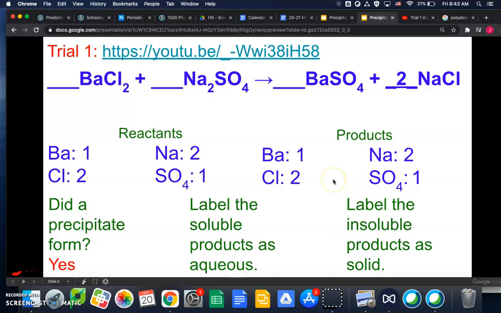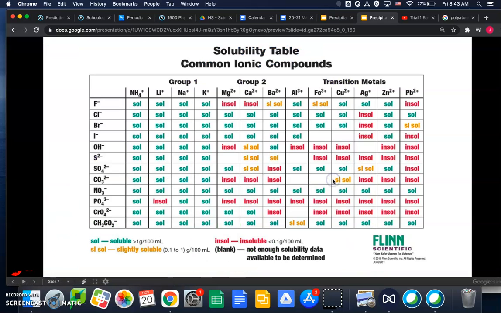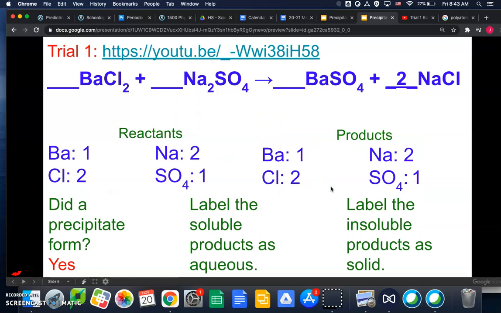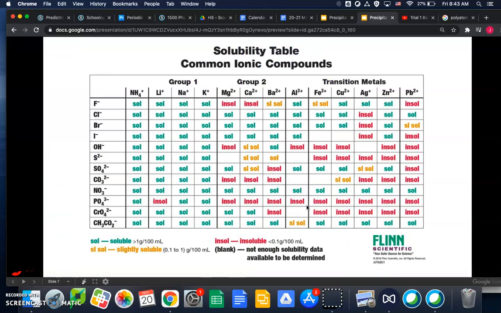And we're going to determine that using a solubility chart. Now this is at the very end of your assignment. I give you this solubility chart. And so our first product is barium sulfate. And we're going to look on the chart for barium sulfate to see if that's soluble or insoluble. So first we're going to find barium. That's right here. So we're going to be looking at this column. And then we're going to look for sulfate, which is right here. And so we're going to be looking at this row.